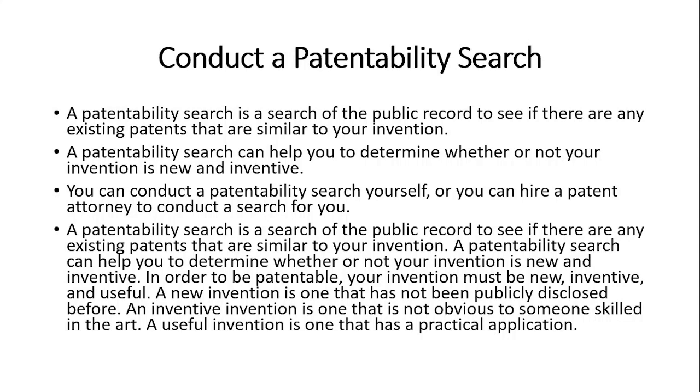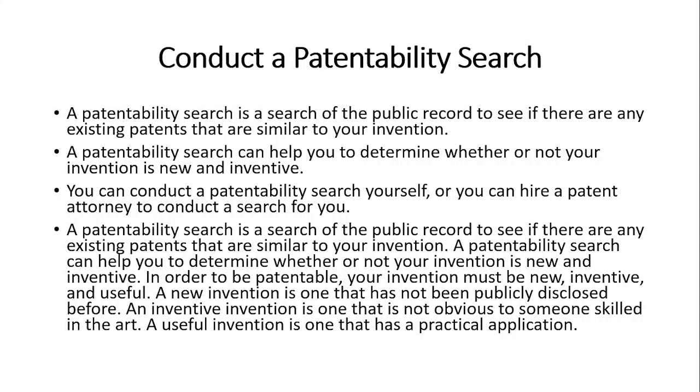A patentability search is a search of the public record to see if there are any existing patents that are similar to your invention. So you may check whether similar products are available previously or in the market. You analyze through the Google Patents search website. After that, a patentability search can help you determine whether or not your invention is new and inventive. So you determine whether your product is new or inventive, through the patent search website.